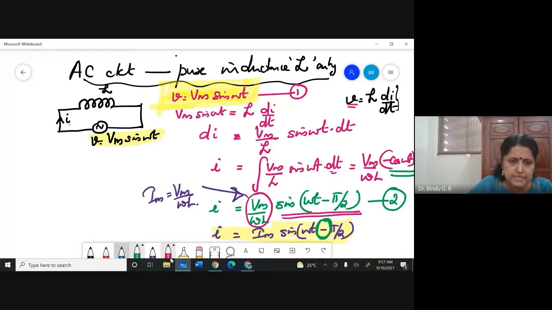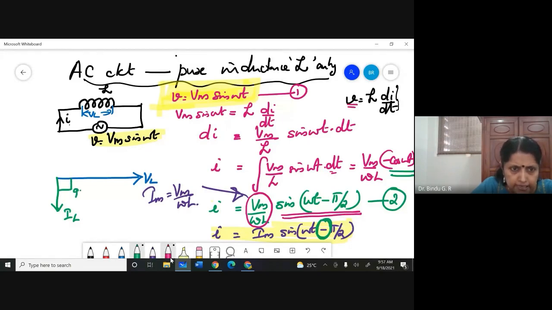Now, if I represent that by means of phasor, I will put V as this, or VL as this. This is VL. Okay. And where will I get I or IL? IL will be lagging behind VL by exactly 90 degrees, because pi by 2. Any doubts here? Please ask me. Did you understand?